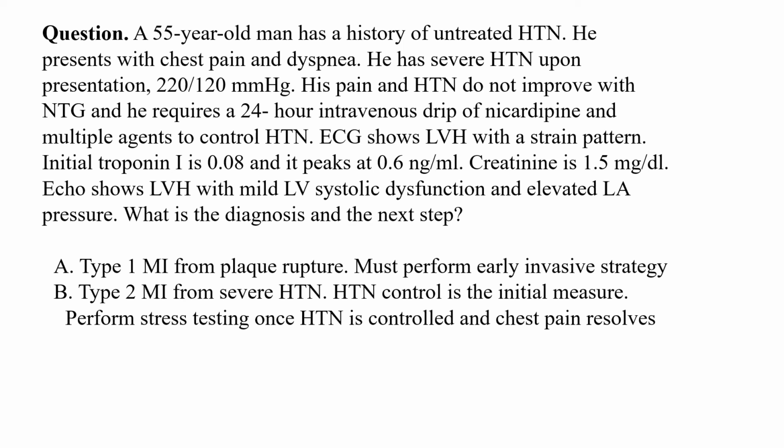The answer here is B. Unlike the prior case, this is the case of a patient with persistent severe hypertension requiring multiple agents. Persistent hypertension and its requirement for multiple agents implies that malignant hypertension is the primary process responsible for the patient's pain and troponin rise. Troponin is usually less than 1 nanogram per milliliter in these cases, as in most cases of ischemic imbalance. Ischemic workup, possibly stress testing, may be performed once hypertension is controlled and chest pain resolves.